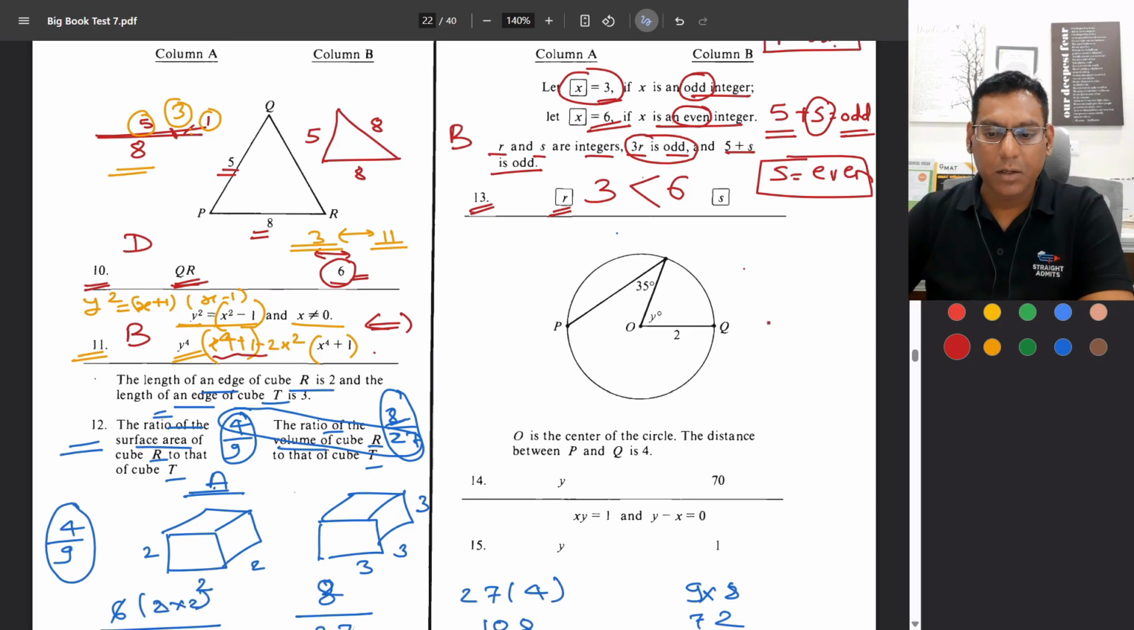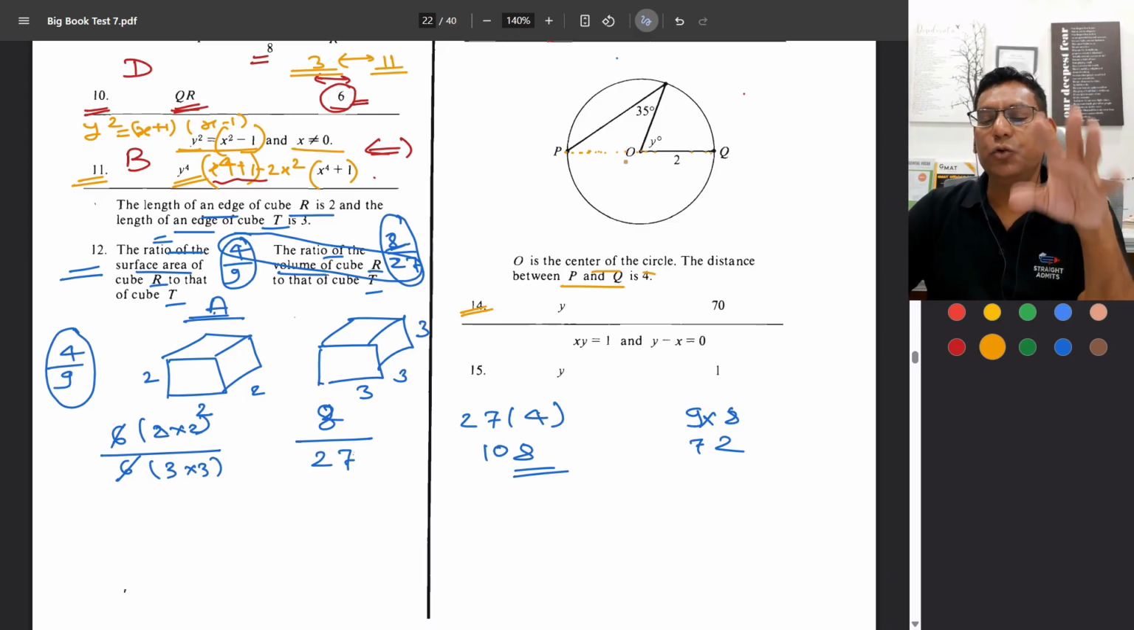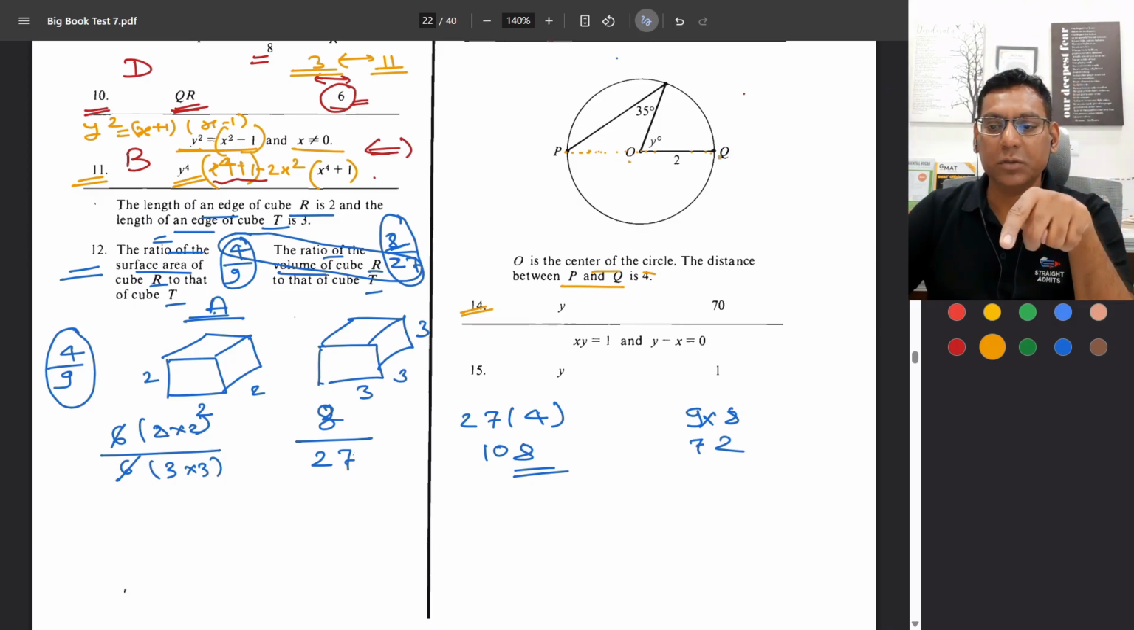Okay, all right. Question 14. O is the center of the circle. All right, the distance between P and Q is 4. Difference between P and Q is 4, so if I draw this line, P and Q is 4. Okay, when will P and Q, sorry, not P and O, so this is O, this is Q. When will this distance be 4?